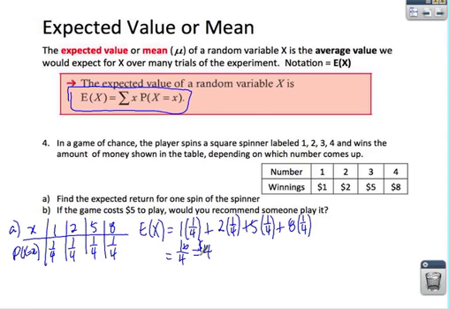It's really important to note here too that the expected value does not have to be one of the outcomes that are given in the table. So you'll notice that our expected outcome is $4, but $4 is not one of the individual outcomes in the table. And that's okay. We can have that answer.